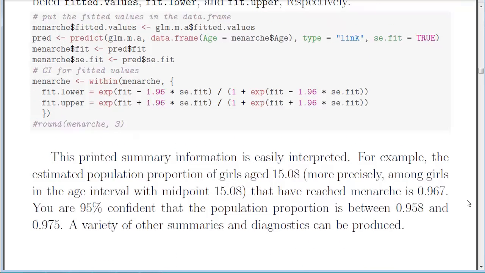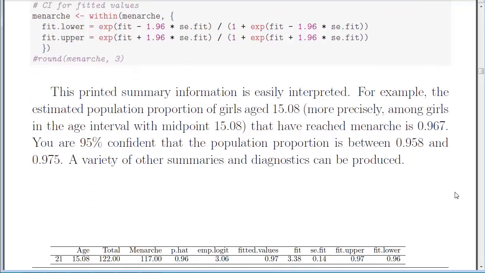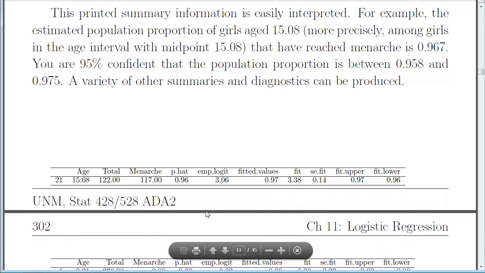Oops, I pressed page down. I meant to scroll down. So let's look at one example. Here's row 21. These are girls aged 15, roughly. I had 122 girls with 117 having experienced Menarche, and so my observed proportion was roughly 0.96. I think I have that value. Let's see, is this?